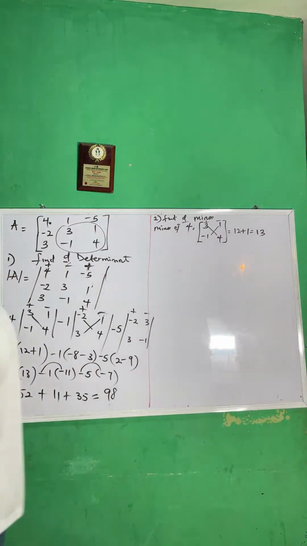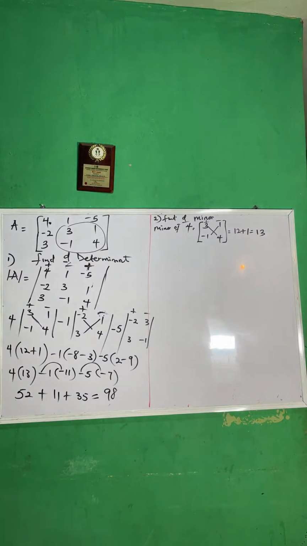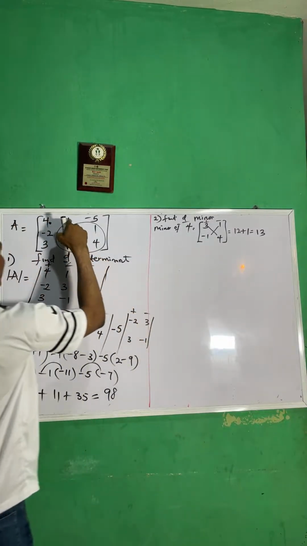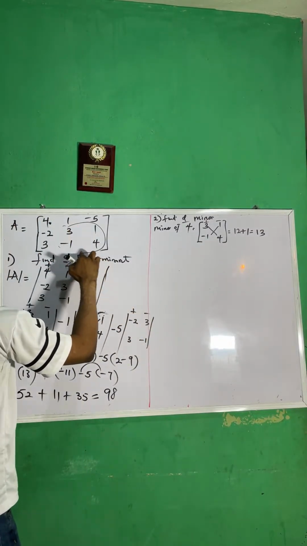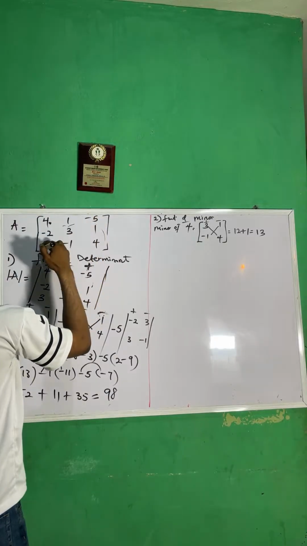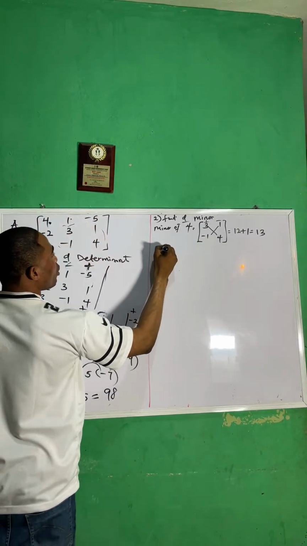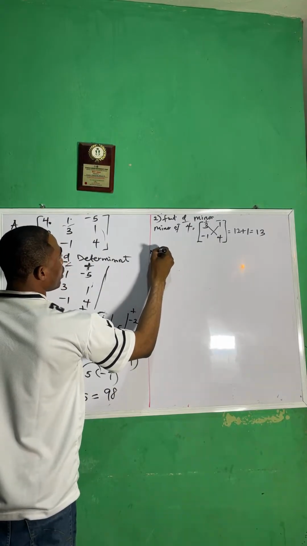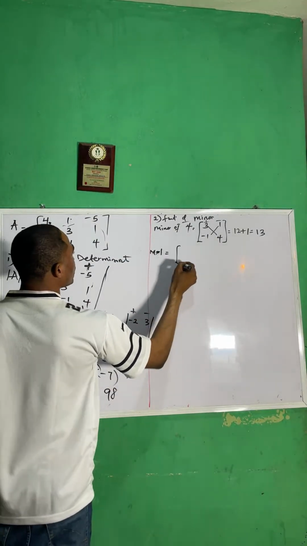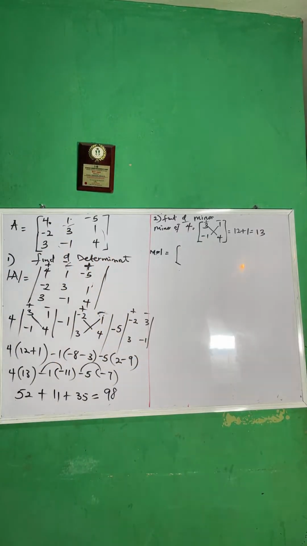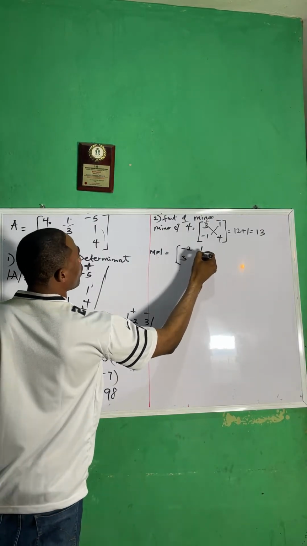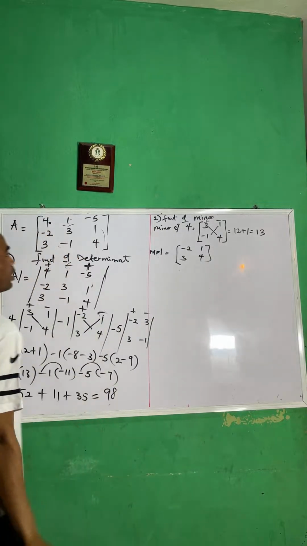If you don't understand the way I get it, let me know. The minor of the 4 is 13. Now let's look for the minor of 1. The minor of 1, which is this one. The minor of 1 will now be what? Let me put it as M1. You are going to choose the values that are not under 1 as your determinant 2 by 2. So we're having minus 2, we have 3, we have 1, we have 4. So that's the minor of 1.